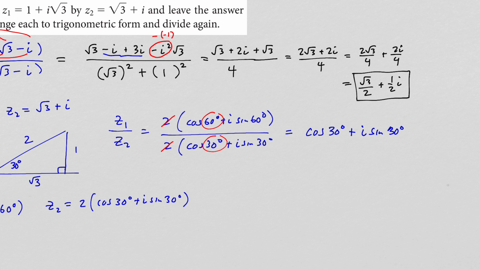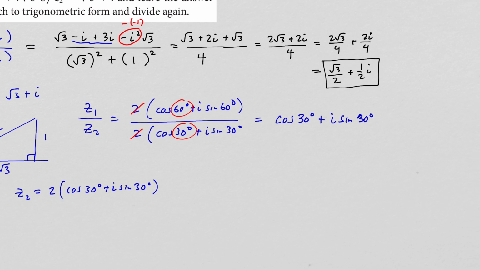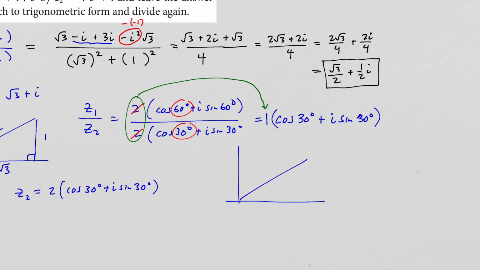Now let's go ahead and write this answer in standard form. So I would like to point out that in front of this, we have the number 1, right? Because 2 divided by 2 is 1. So when I go to graph this, what I have here is a complex number with a modulus equal to 1 and an argument of 30 degrees.